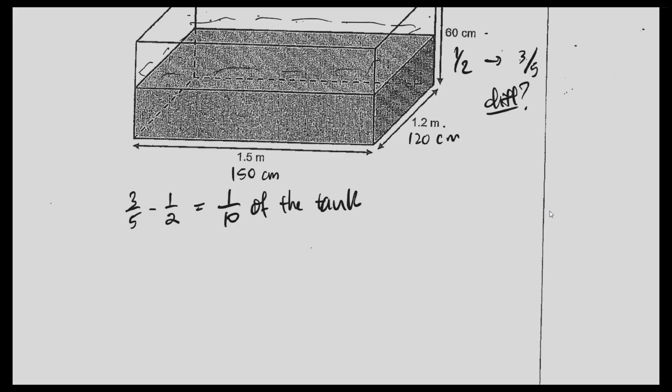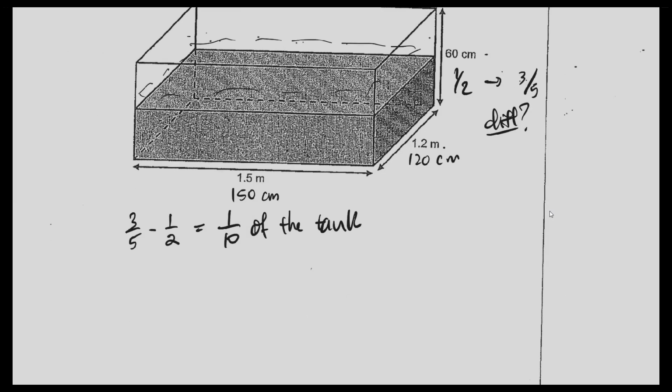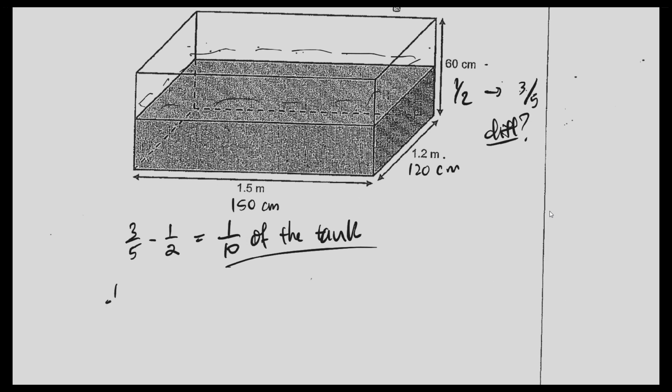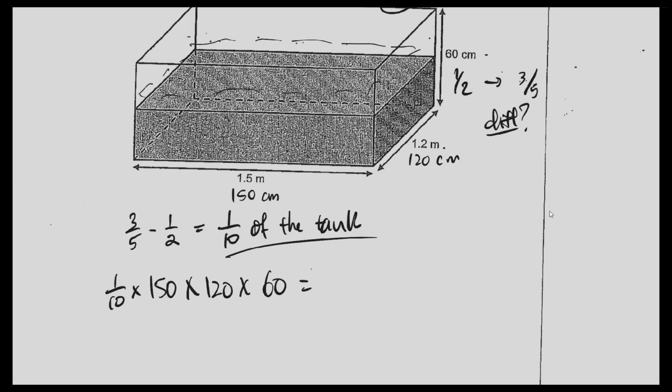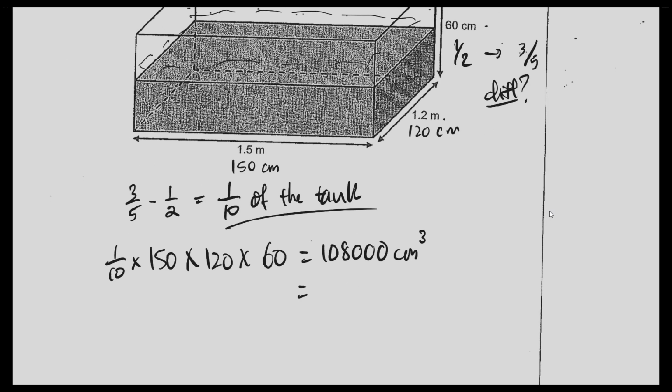So when the tap was turned on for half an hour, 1 out of 10 of the tank got filled, right? So what is this value in particular? So we just calculate it, right? 1 out of 10 times the volume of the tank, which is 150 times 120 times 60. That is how much water got filled by this tap. So that is 108000 cm cube, or 108 liters.